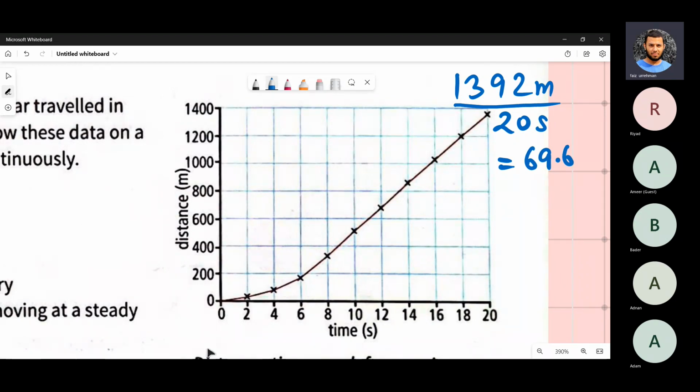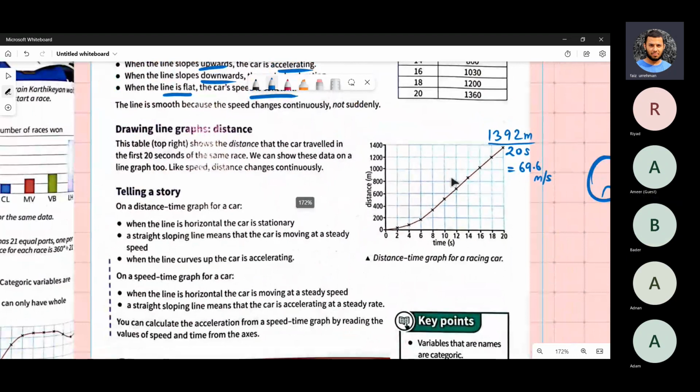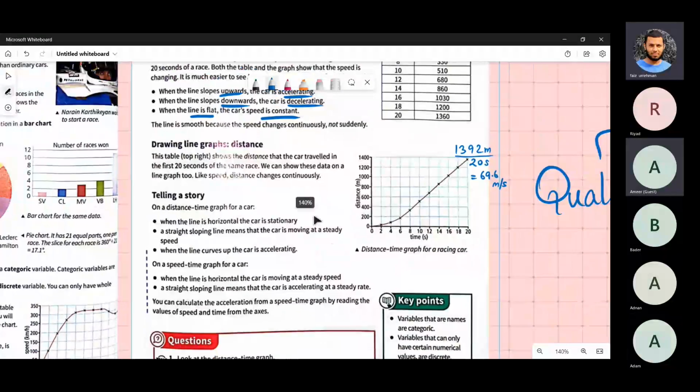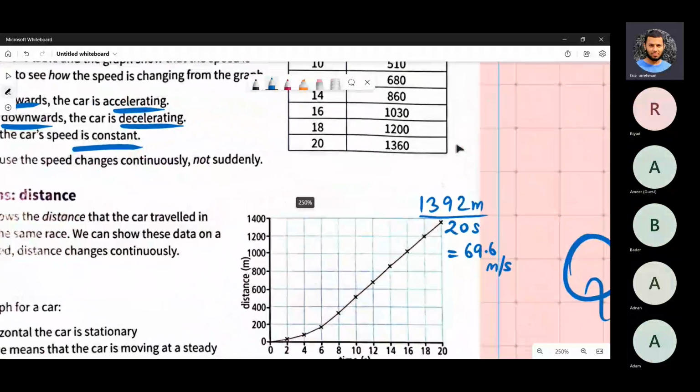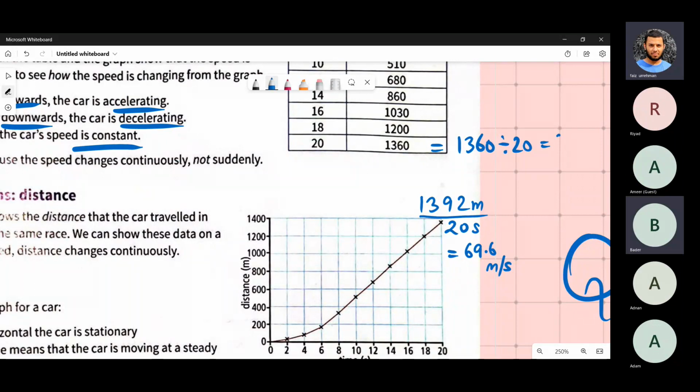Let me check. 1,392 divided by 20, yes, equals 69.6. Correct. So this is the average speed. And did they find it also? No, they did not. But look at the real values. It's 1,360. 1,360 divided by 20 would have given us 68 meters per second.